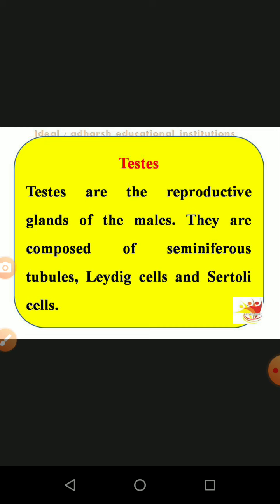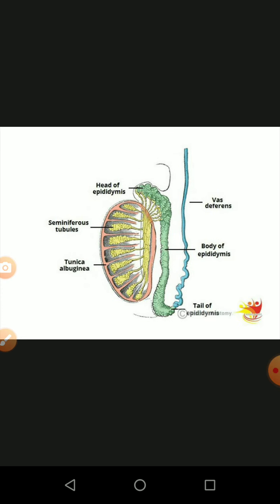Again, I tell you, the important parts available in the testes: number one is the seminiferous tubules, number two is the Leydig cells, and number three is the Sertoli cells. This is the diagrammatic representation of the testes. The testes are ovoid in shape and are covered with the scrotal sac.